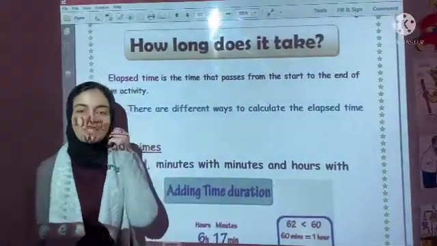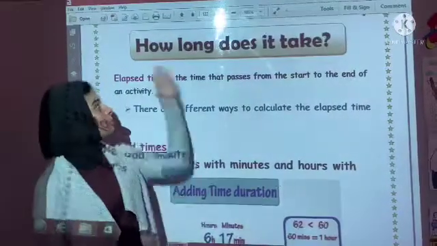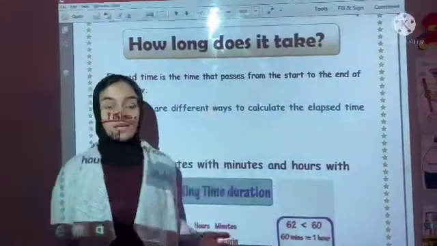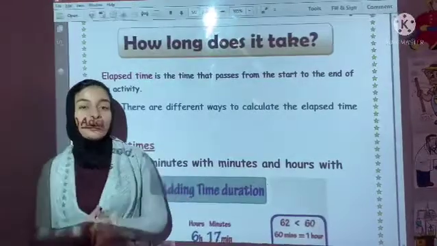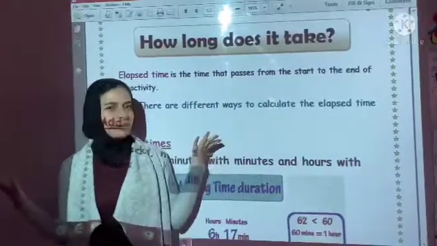Let's start our math session. Our session today is about how long does it take. So today we're going to start with elapsed time. What's the meaning of elapsed time?